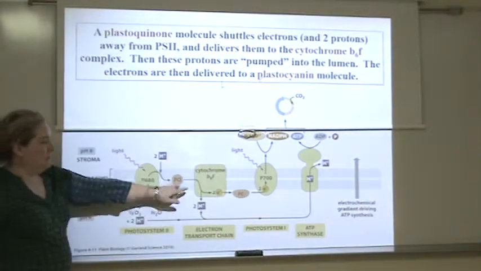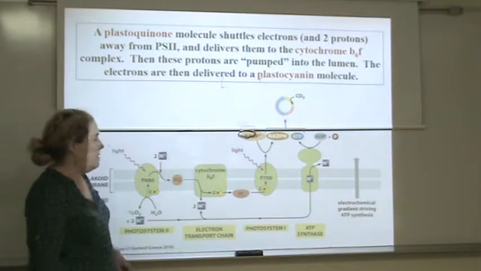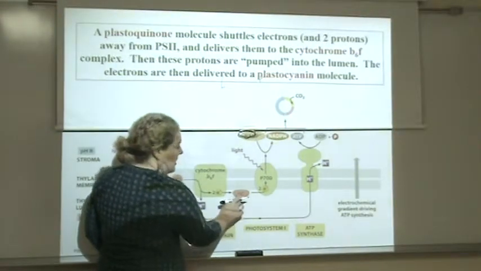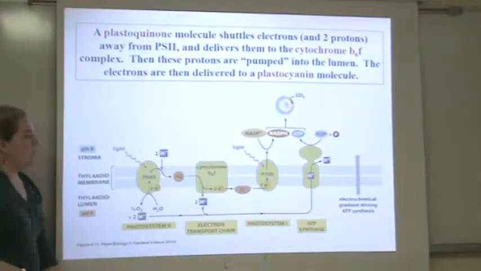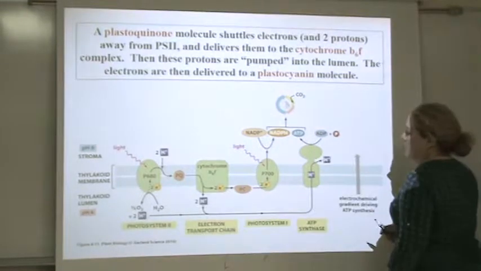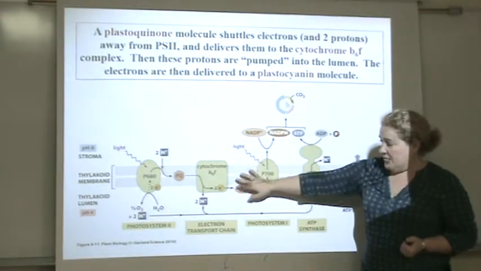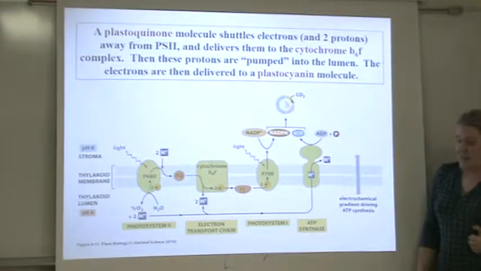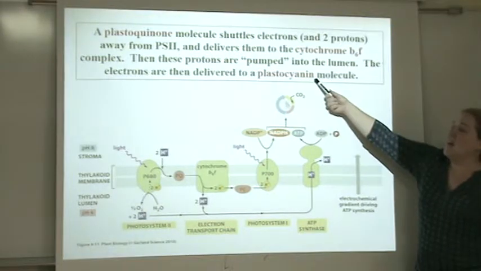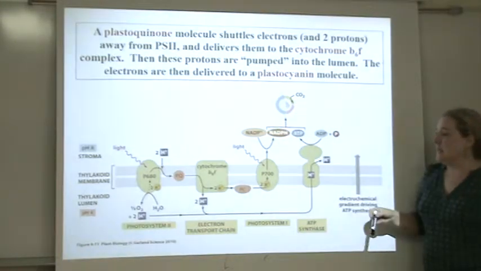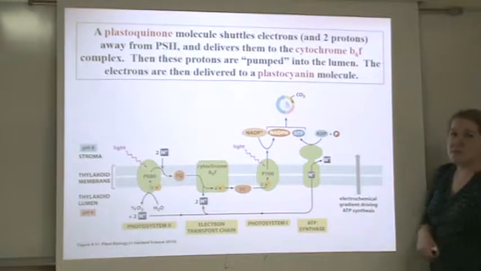So at this point, we've reduced cytochrome B6F. We've moved some protons into the thylakoid lumen. And the next place that the electrons are going to go is onto this PC, which stands for plastocyanin. This is serving a similar function to cytochrome c in the mitochondrial electron transport chain. But again, it's called plasto because it's in the chloroplast: plastocyanin. It picks up electrons from cytochrome B6F and moves them over to photosystem 1.